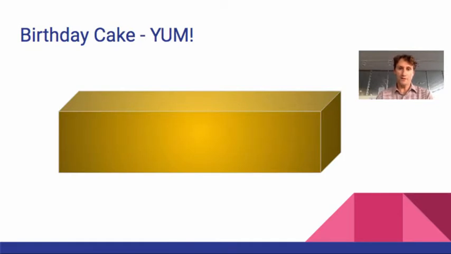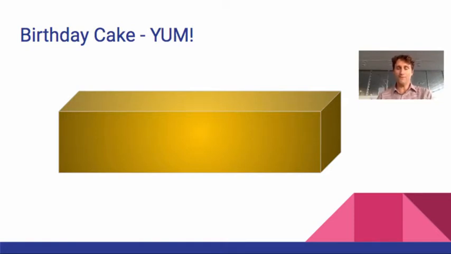Let's start with something delicious. Okay, this is a birthday cake. It's got no candles on it right now. Some delicious looking yellowy gold icing on it. You can decide what sort of cake it is. All right, this is a lovely big long rectangular cake.